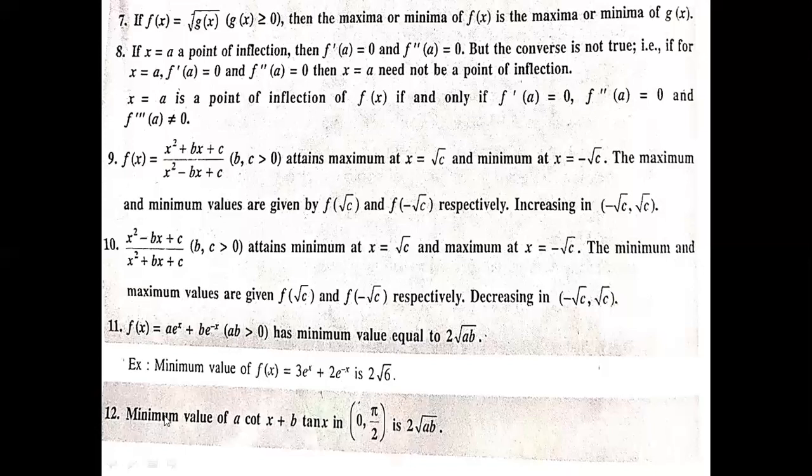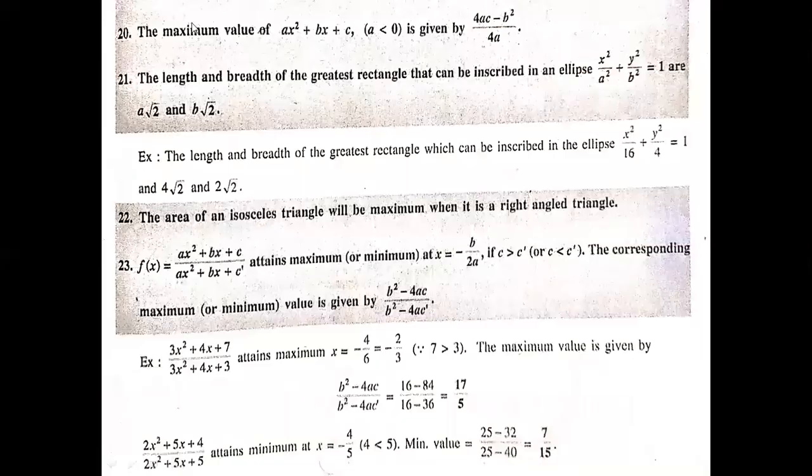Next, 12th point, minimum value of a cot x plus b tan x within the interval 0 comma pi by 2 is also 2 root ab. 20th, the maximum value of ax square plus bx plus c, where a less than 0, is given by 4ac minus b square by 4a.